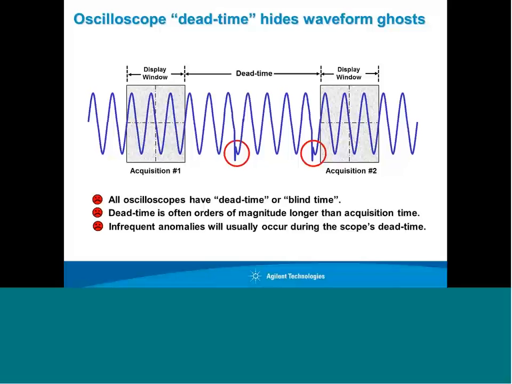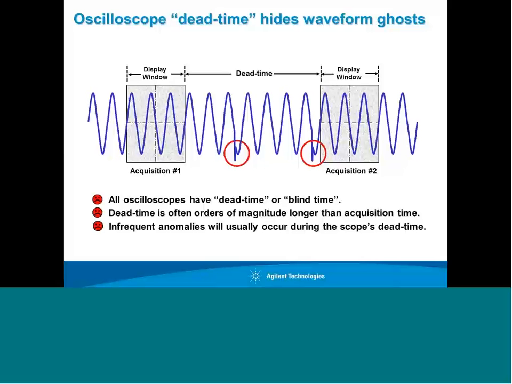Now we get to what I consider the heart of this particular presentation, what will improve the scope's probability of capturing infrequent anomalies, and its waveform update rate. The inverse, or what's closely tied to waveform update rate, is something we call oscilloscope dead time. Some people call it blind time. All scopes have what I would call a negative characteristic.